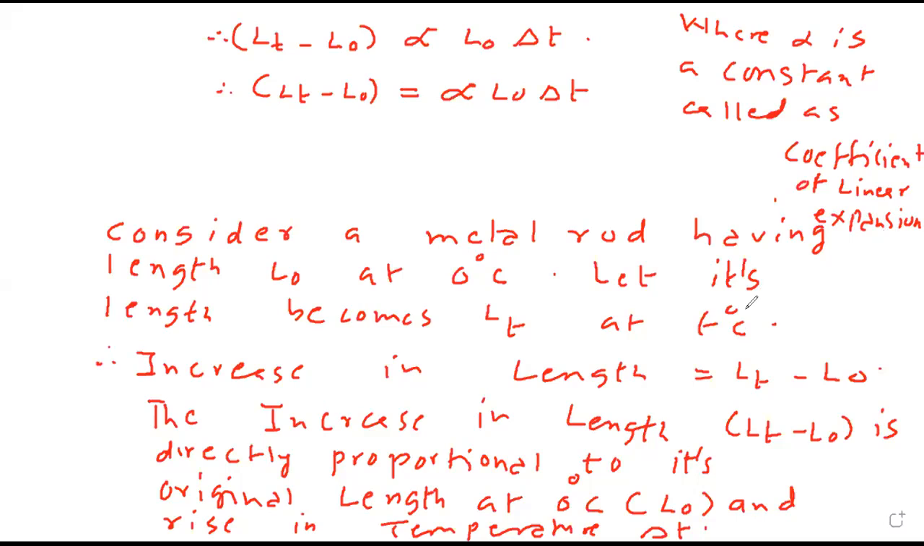Consider a metal rod having length L0 at 0 degrees Celsius. Let its length becomes LT at T degrees Celsius. So increase in length equals to LT minus L0. The increase in length LT minus L0 is directly proportional to its original length at 0 degrees Celsius, which is L0, and rise in temperature delta T. Yes, Vaibhav, you followed? Yes, sir. Very simple topic. As I said, this is totally independent of any other chapter.